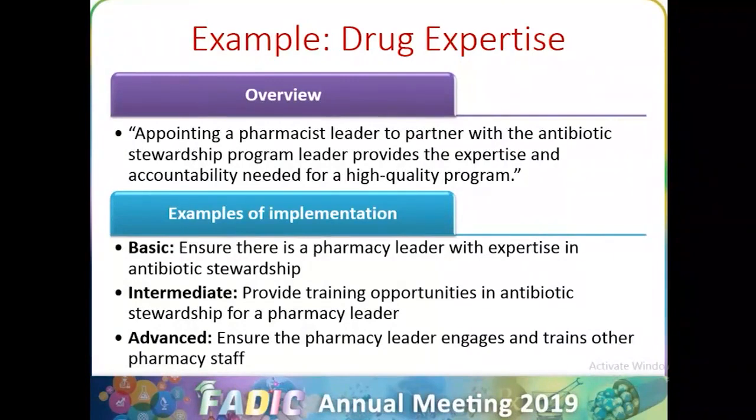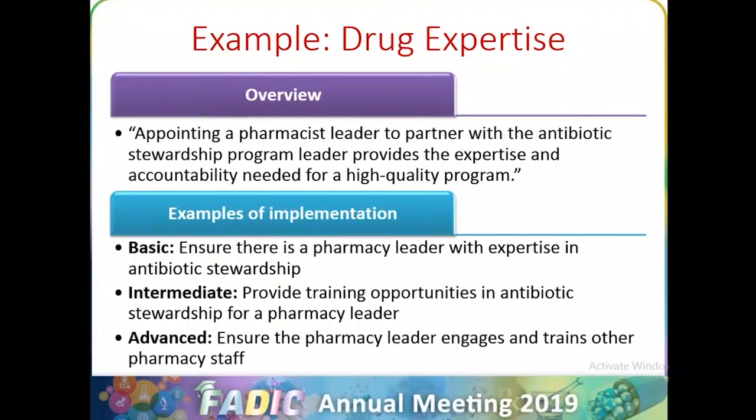Now, once we have appointed a pharmacist leader, then we can move to the next level, which is intermediate. So this pharmacist, in addition to their expertise, should also be provided with training in antibiotic stewardship to ensure having a high quality member. And then once this pharmacist has been trained on antibiotic stewardship, then they can engage and train other pharmacist staff on antibiotic stewardship. So it goes to a higher level from only one person being trained to multiple pharmacists also being trained on antibiotic stewardship.